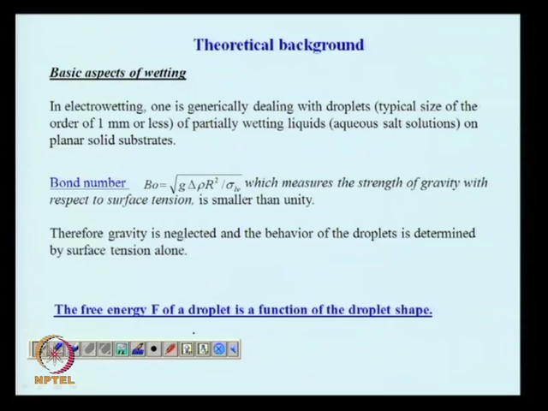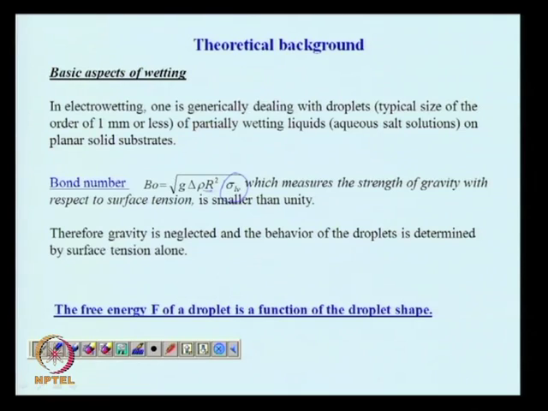So, if you look at the basic aspects of electrowetting, one is we are dealing with droplets. The sizes are about a millimeter or could be less, and they are partially wetting liquids on solid substrates. The solid substrate could be a silicon wafer, and the entire process is going to be governed by the Bond number, which is defined in terms of g, the acceleration due to gravity, the difference in density, the radius of the droplet, and sigma LV, the surface tension. So, the Bond number essentially gives us the relative strength of gravity with respect to surface tension.